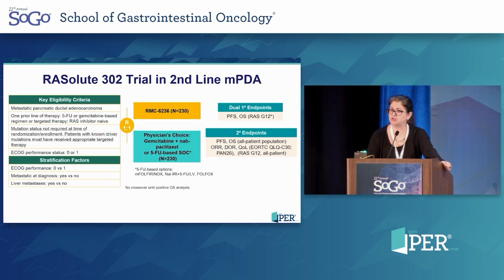The RASolute 302 global study of daraxonrasib monotherapy versus investigator's choice chemo in second-line pancreas cancer completed accrual. And we are all super excited to hear results. We hope that this summer. And if the results are as good as we hope them to be, we expect to see an FDA approval of this agent in 2026 for second-line pancreatic cancer, irrespective of RAS mutation status.